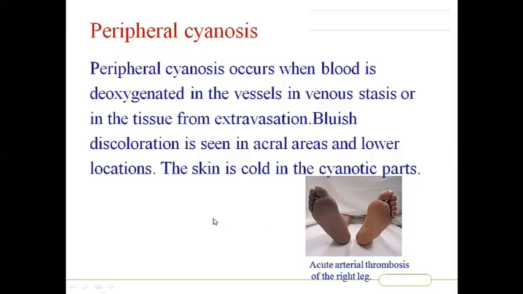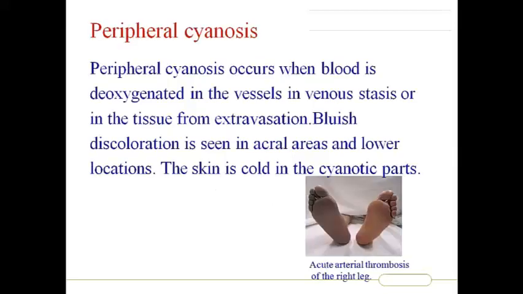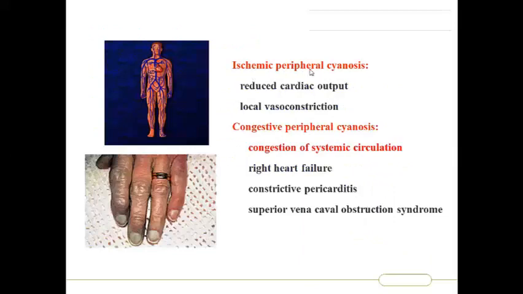It will be peripheral cyanosis, mostly not everywhere. Mostly it happens on the distant sides, mostly in the lower legs and the hands. Ischemic peripheral cyanosis may be due to reduced cardiac output or local vasoconstriction. Or congestive peripheral cyanosis, congestion of systemic circulation, like right heart failure, constrictive pericarditis, and superior vena cava obstruction syndrome.